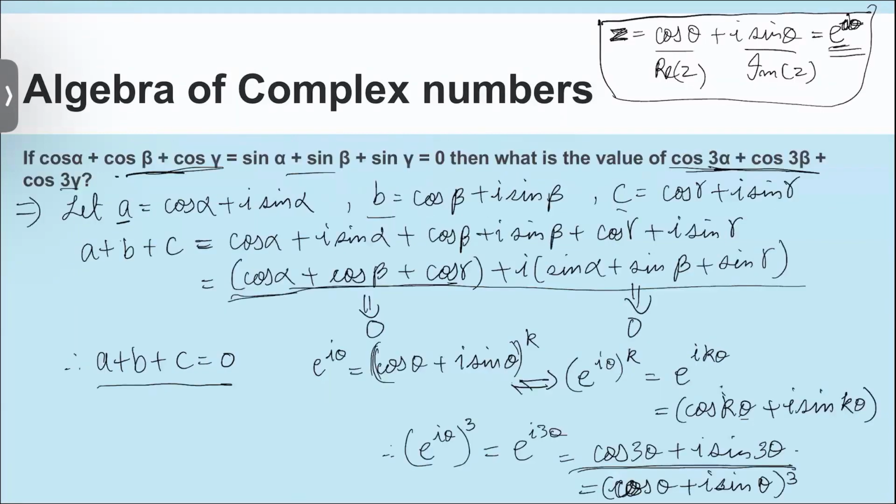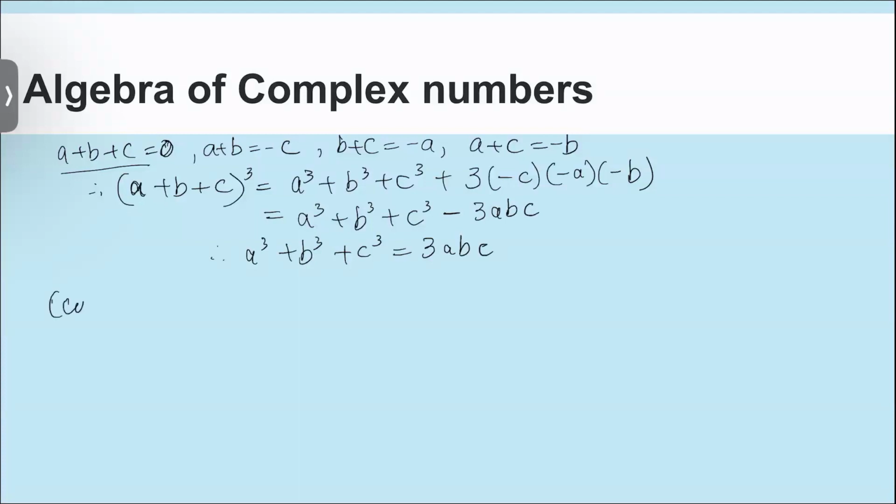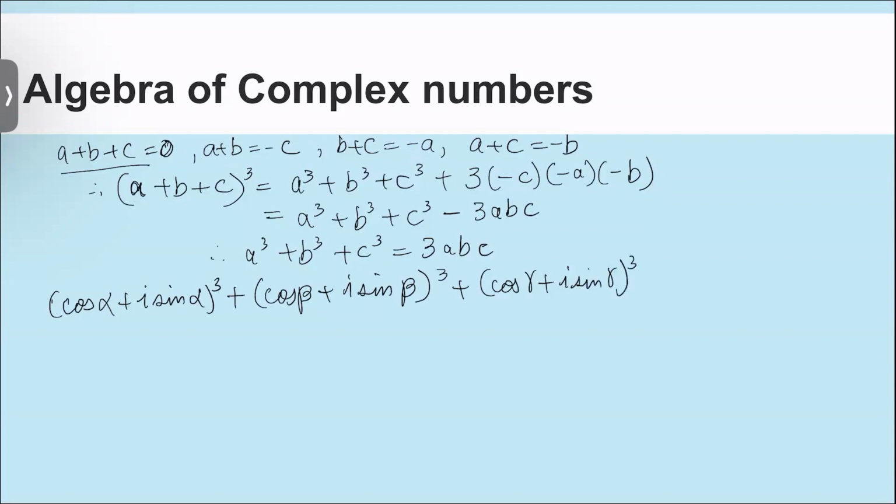Okay, so now you substitute for A, B, and C as we have already considered for the different terms. So you have A cube, that is (cos alpha plus i sin alpha) the whole cube, plus (cos beta plus i sin beta) the whole cube, plus (cos gamma plus i sin gamma) the whole cube, and you have 3 into (cos alpha plus i sin alpha) multiplied by (cos beta plus i sin beta), and then (cos gamma plus i sin gamma). Okay, so this is what we have.